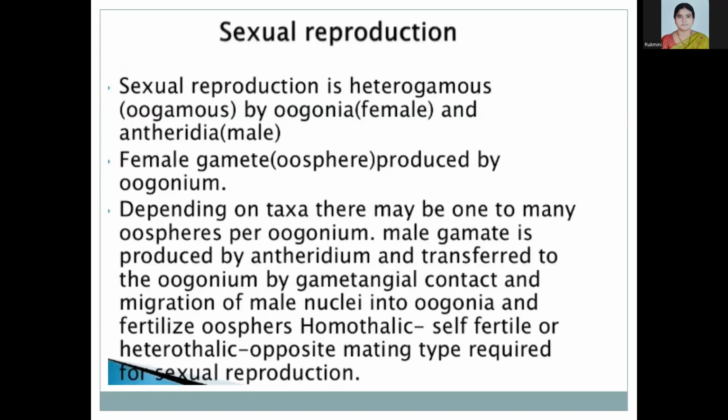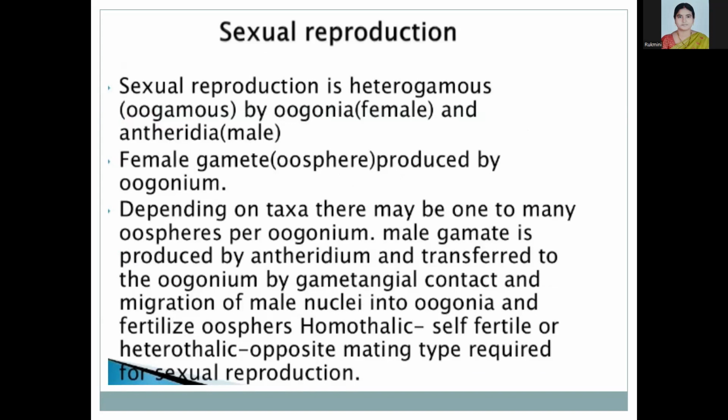Coming to sexual reproduction, it is heterogamous. That means two types of gametes are formed: one is the female gamete and the other is the male gamete. The female gamete is called the oogonium.